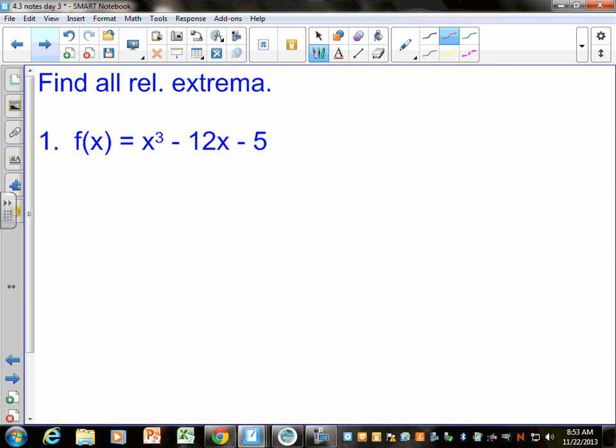We have extreme value theorem, we have mean value theorem, we have the first derivative test, we have the second derivative test, we have critical points, we have concavity, we have inflection points, right? You say it like that.